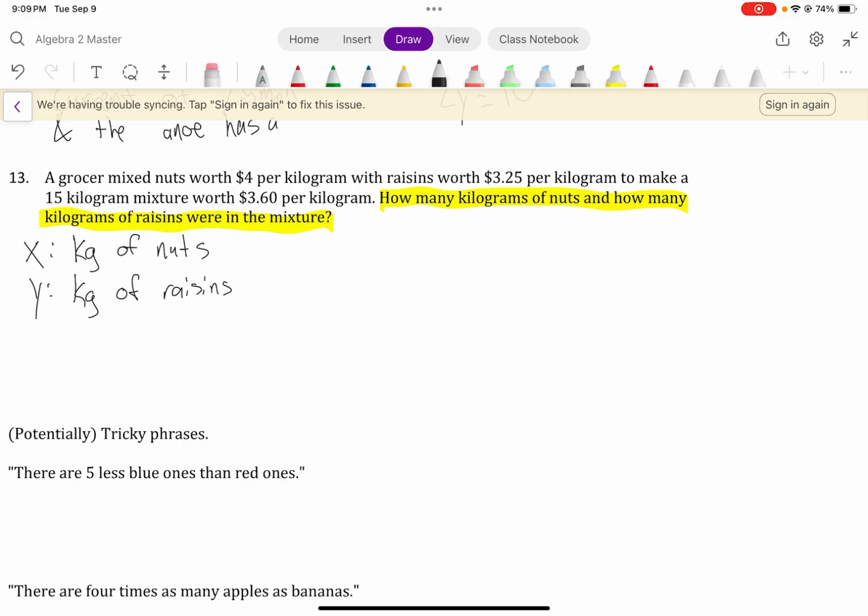Okay, so we have $4 per kilogram for nuts, $3.25 per kilogram for the raisins, to make a 15-kilogram mixture. I think I said that backwards, I apologize. That's the key thing right here. Since X and Y are just representing the number of kilograms, my first equation is just X plus Y is 15.